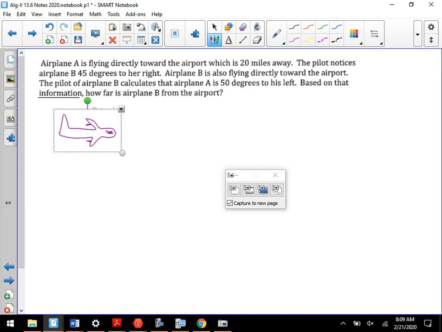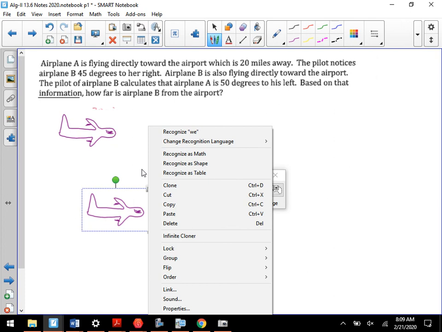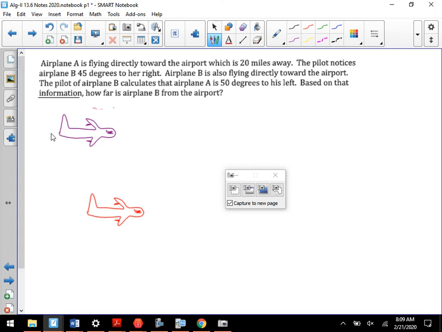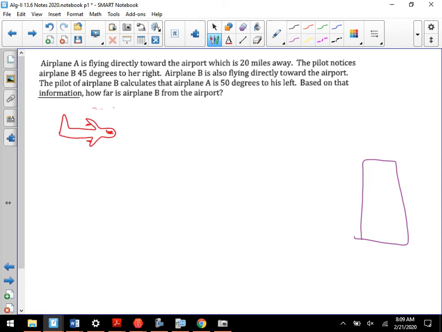So here's airplane A, and then we'll just make another one just like it. But we'll change the color of it because why not? Okay, let's make it red real quick. So again, we have two airplanes. Airplane A is flying directly towards the airport, which is 20 miles away. So airport, 20 miles away. So plane A.